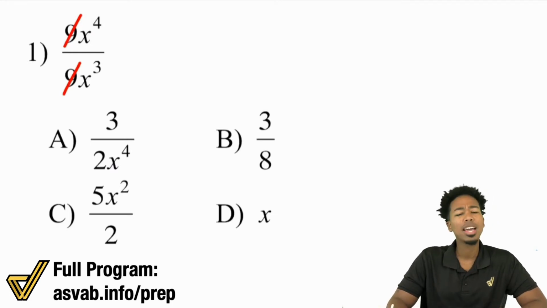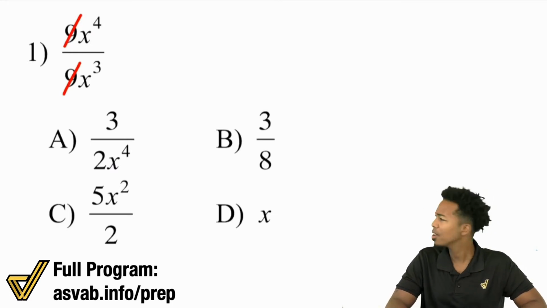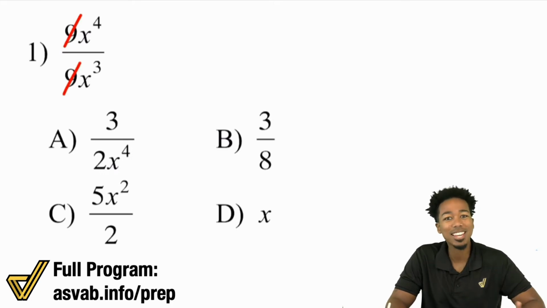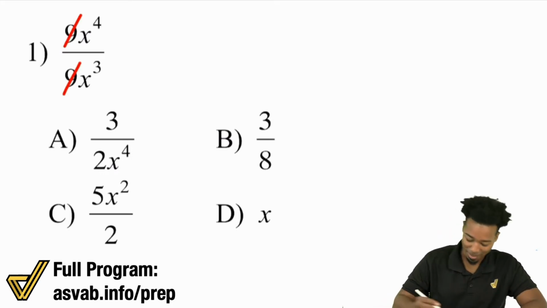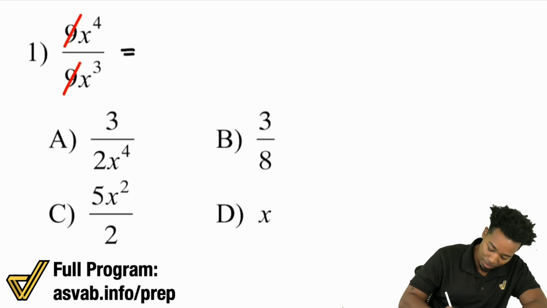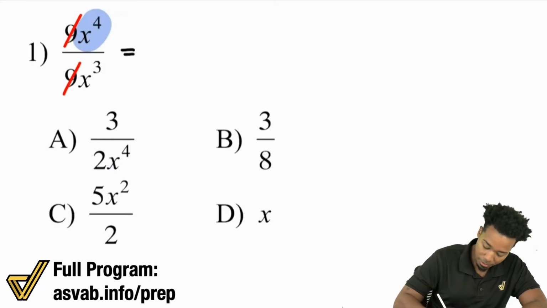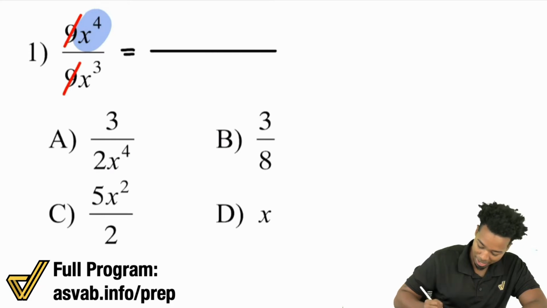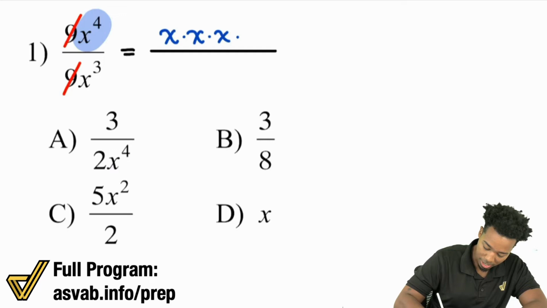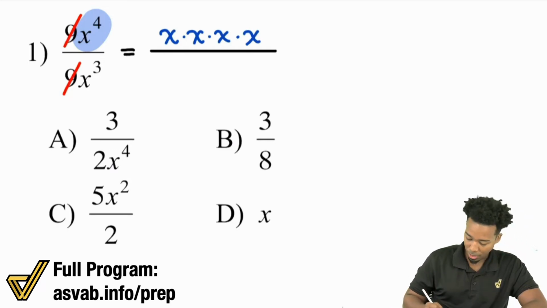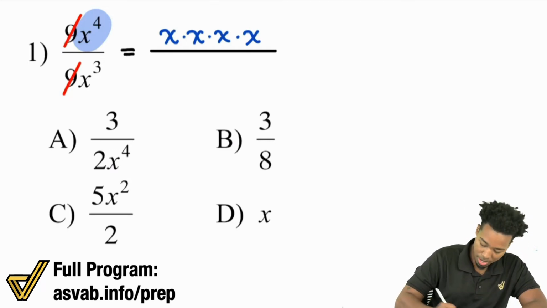Now, how does that work with variables? Well, it's the same idea, my math party people, same idea. Remember, when you're looking at x to the power of 4, what that means is, hey, I have 4 x's being multiplied back to back. So that would show that we have x times x times x times x. And then over here, what we have are 3 x's for x to the power of 3. So that would mean that we have x times x times x.